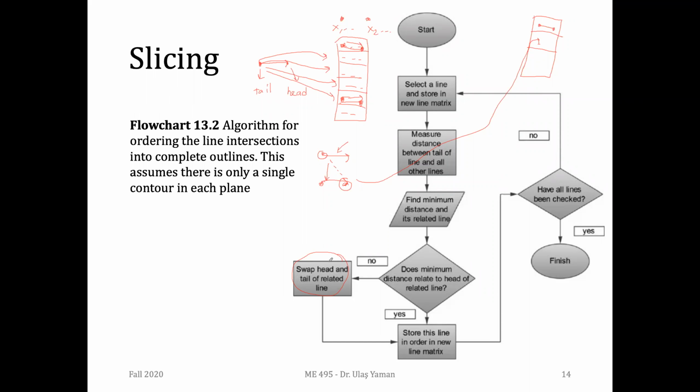Peki, teşekkürler. After you do it, if you don't need to do any swapping operation, you can directly store it into the new lines list here. But as your friend pointed out, if there is a mismatch between the tails and the heads, you can do some swapping operation. So after you check all the lines, you store them into the list, and that means you are done with the contour, and you can finish this algorithm and output your contour.